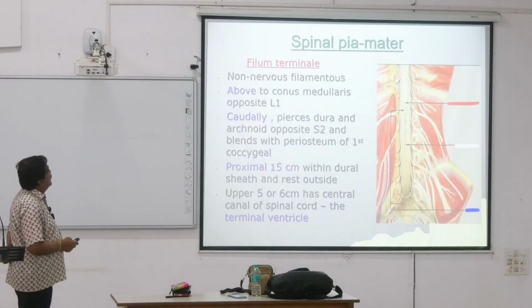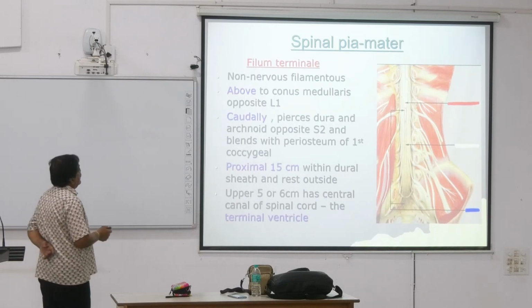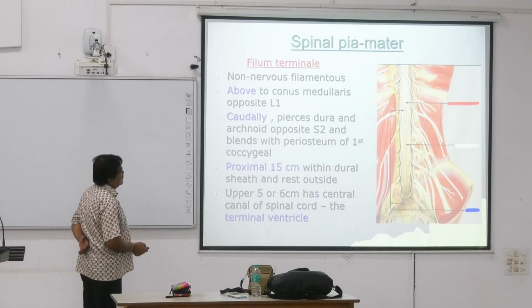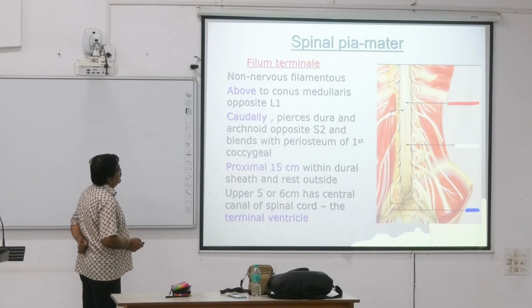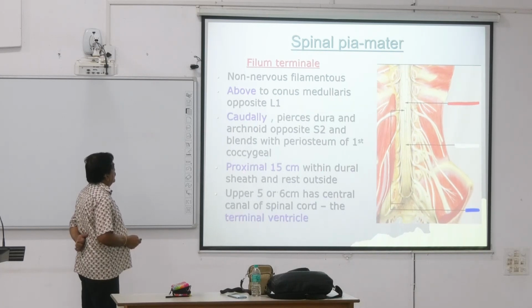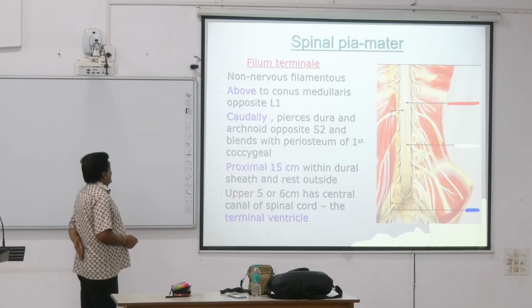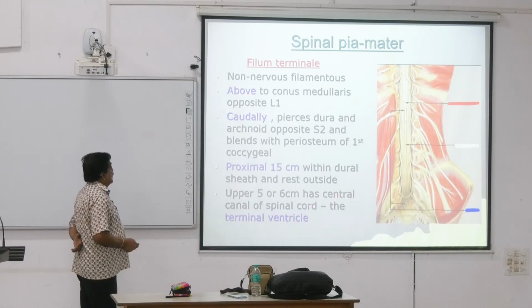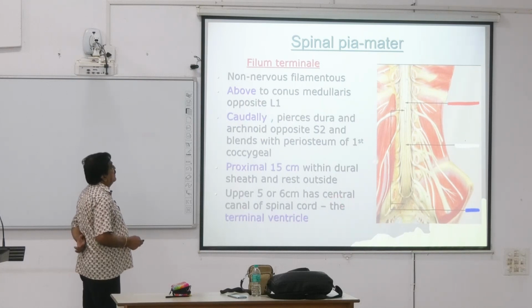Now, the final parameter: the filum terminale, non-nervous and filamentous. It extends above to the conus medullaris, opposite the L1 vertebra. Caudally it pierces the dura and arachnoid opposite S2 and blends with the periosteum of the first coccygeal vertebra. The proximal 15 centimeters lies within the dural sheath and the rest lies outside. The upper 5 or 6 centimeters has the central canal of the spinal cord, the terminal ventricle. This is the spinal cord.